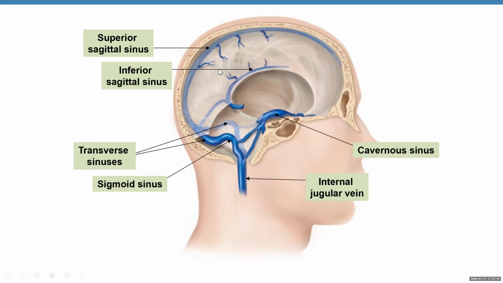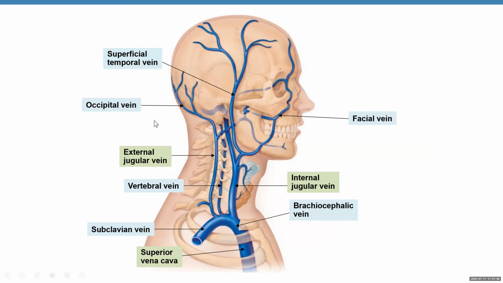Okay, so here from the brain, we have the superior sagittal sinus, inferior sagittal sinus, transverse sinuses, cavernous sinus over here, sigmoid sinus, and all this blood is collected into the internal jugular vein, and then the internal jugular vein, again over here, the internal jugular connects to the brachiocephalic and superior vena cava.